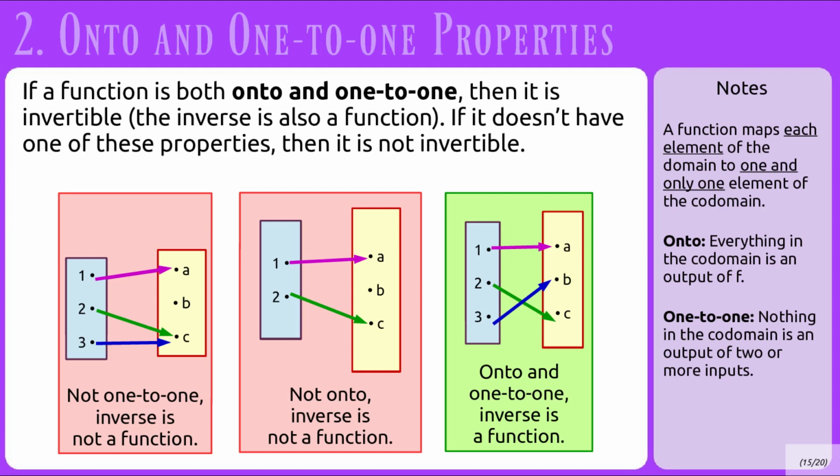For this first function, it is neither onto nor one-to-one, because for onto, everything in the codomain is an output of f, but b is not an output of anything. For one-to-one, it would be nothing in the codomain is an output of two or more inputs, and that's not true for the element c. So this is neither one-to-one nor onto, and it is not invertible. The second function is not onto, because b is missing an input. This is also not an invertible function. But the last one is both onto and one-to-one, so it is invertible.